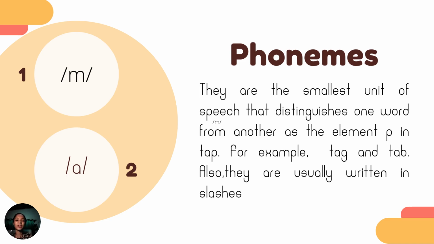Phonemes. They are the smallest unit of speech that distinguishes one word from another, as the element P in tap, for example, tag and tap. Also, they are usually written in slashes.